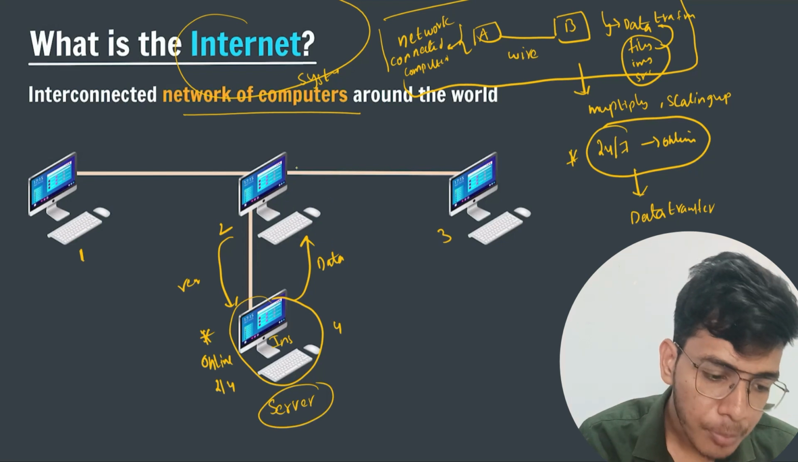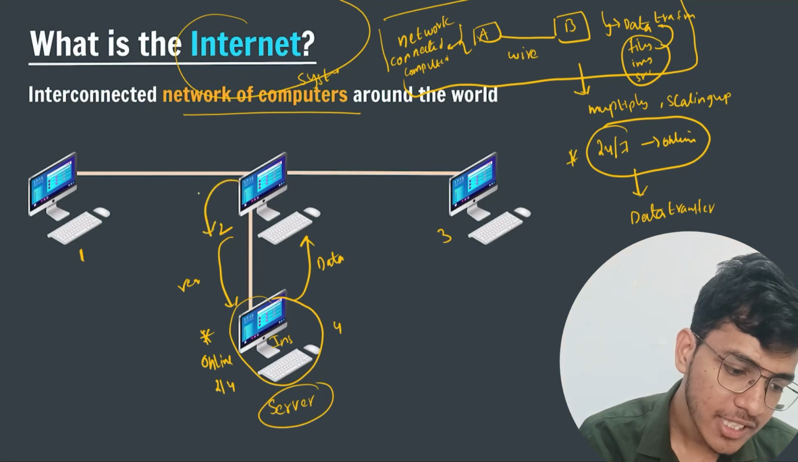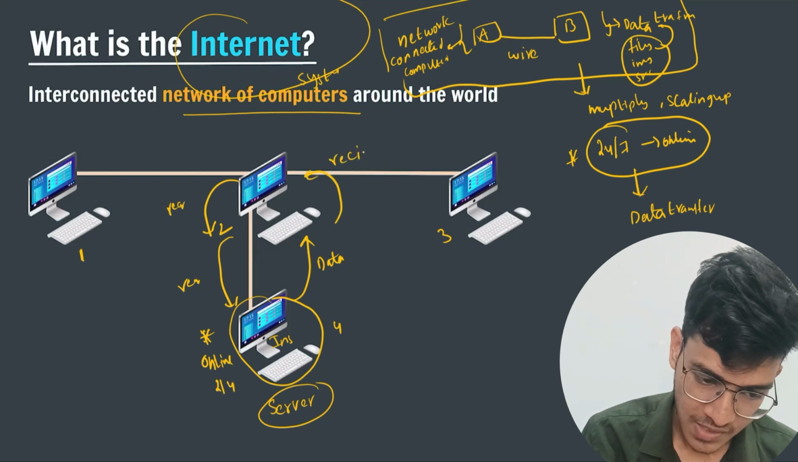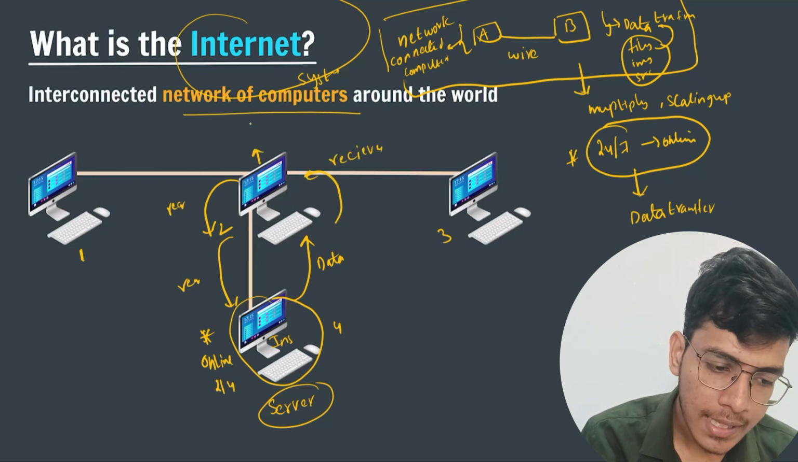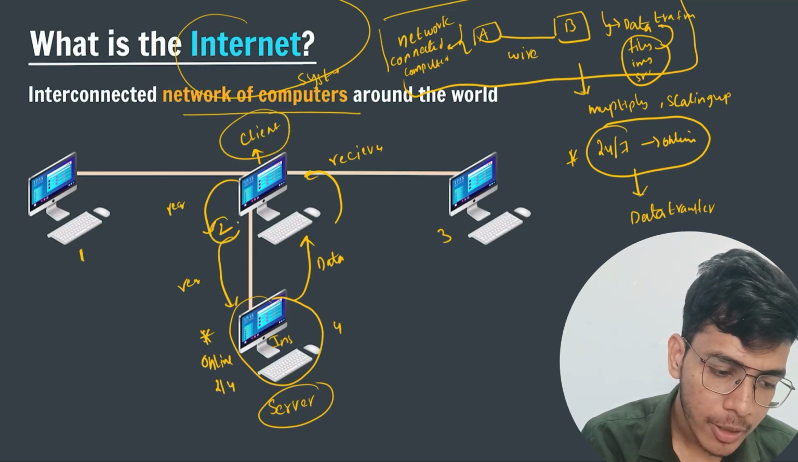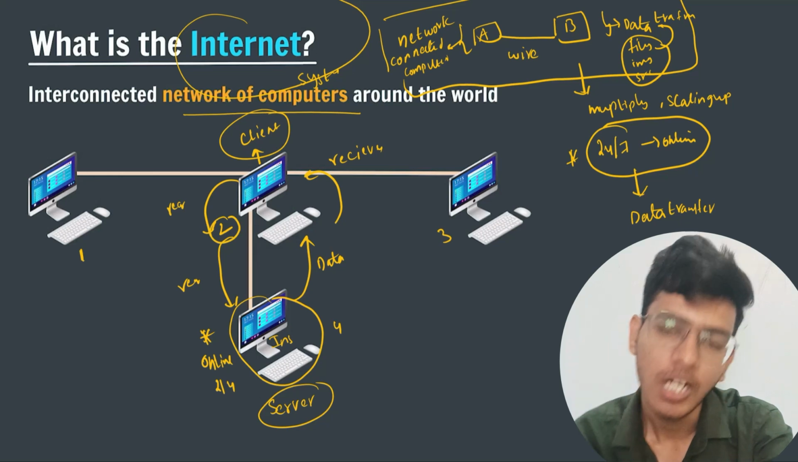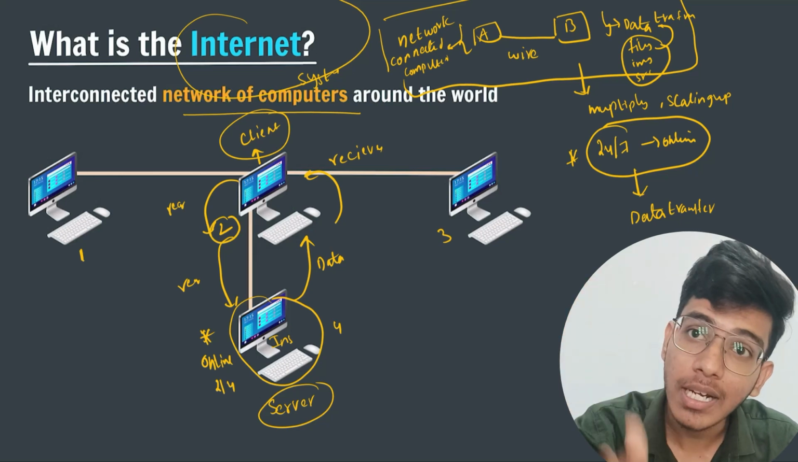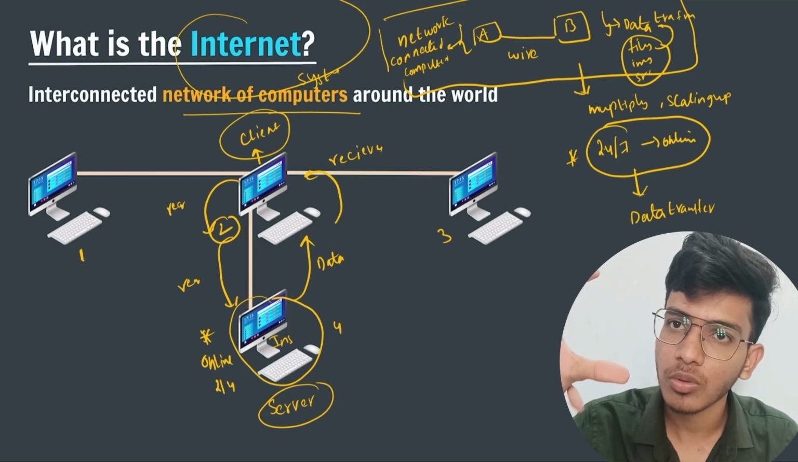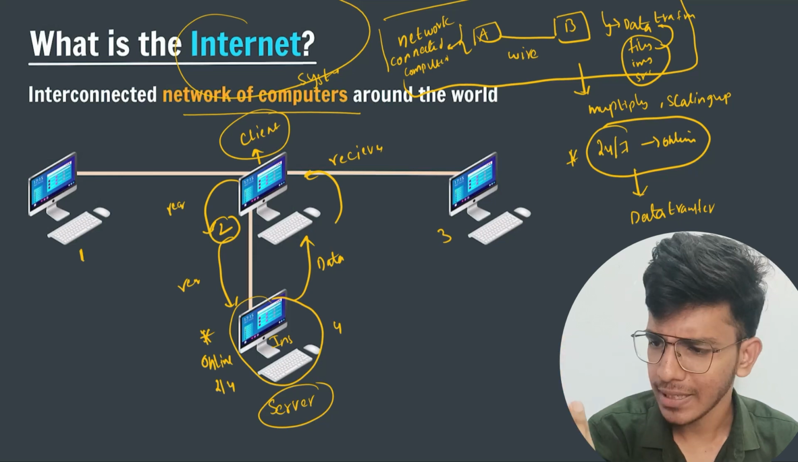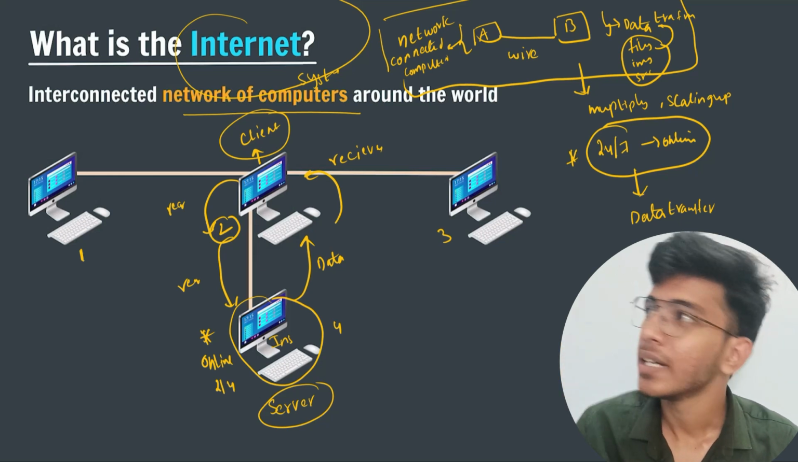And the computer which is sending requests and receiving data, we call that a client. Here you can see that computer 2 is sending a request to a computer which is online 24/7, and the only work of that computer is to give data. Whatever request comes in, it will take the request and give data in return.